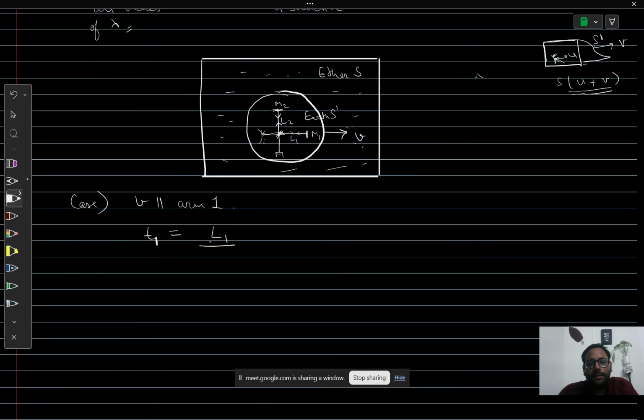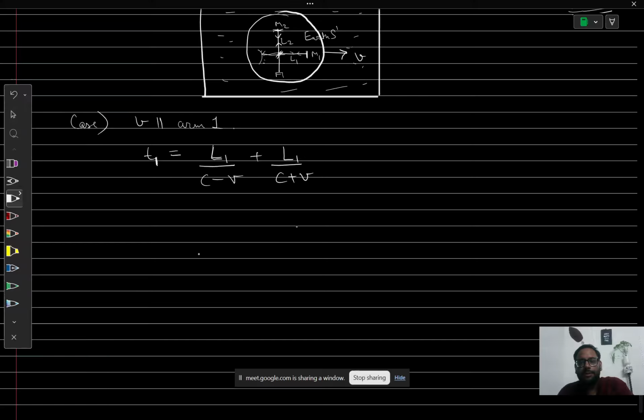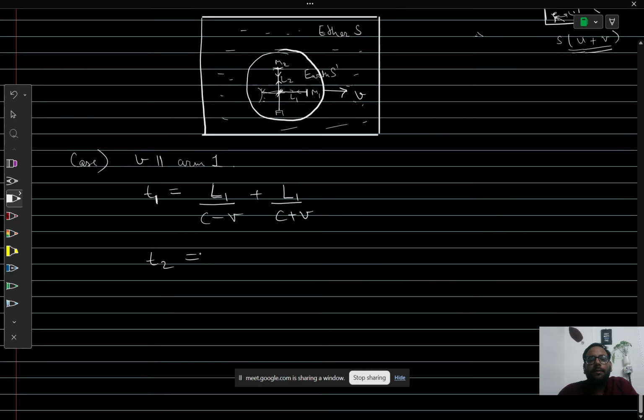So basically, in the S prime frame, one will take time this plus also take time this, because they are moving in one direction and the opposite direction. And what will be the time t2 now? What will be the time t2 in traversing the distance of L2?